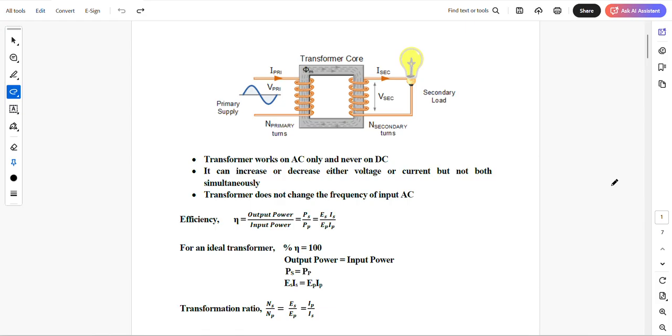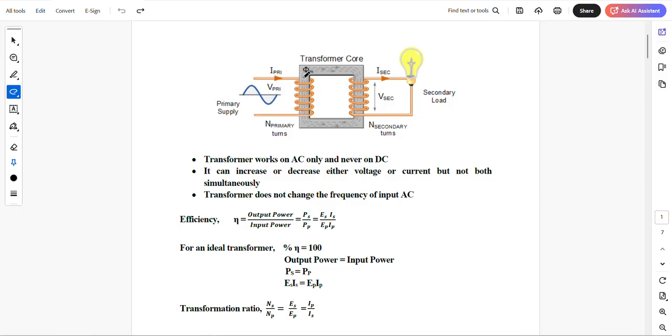Today we'll be seeing problems on the topic transformer. This lies in the chapter alternating current. We'll be seeing the concept of the transformer first and then we'll be solving the problems on the transformers topic.